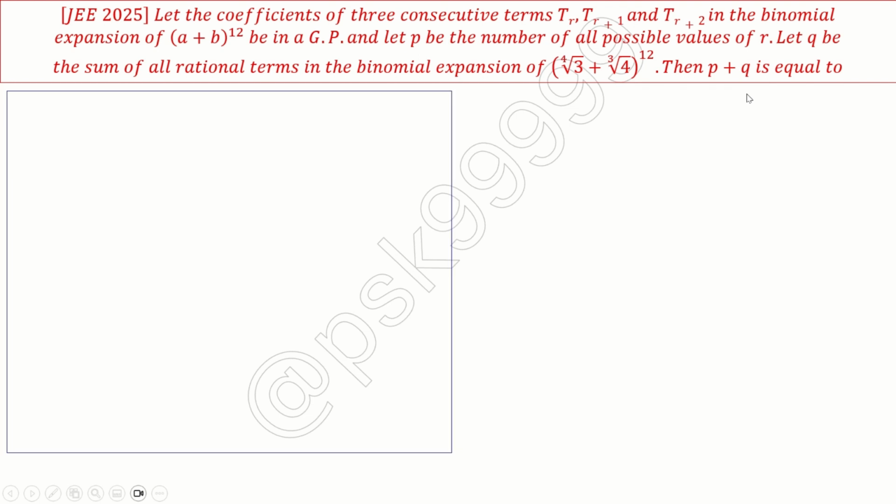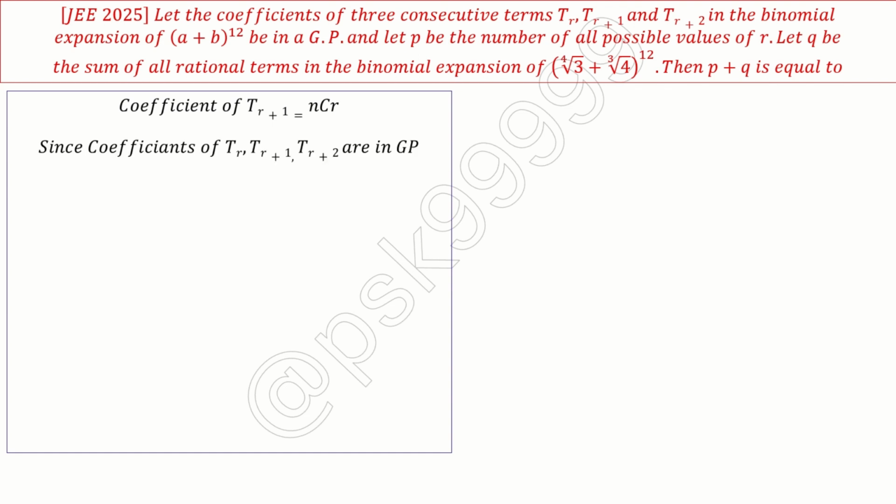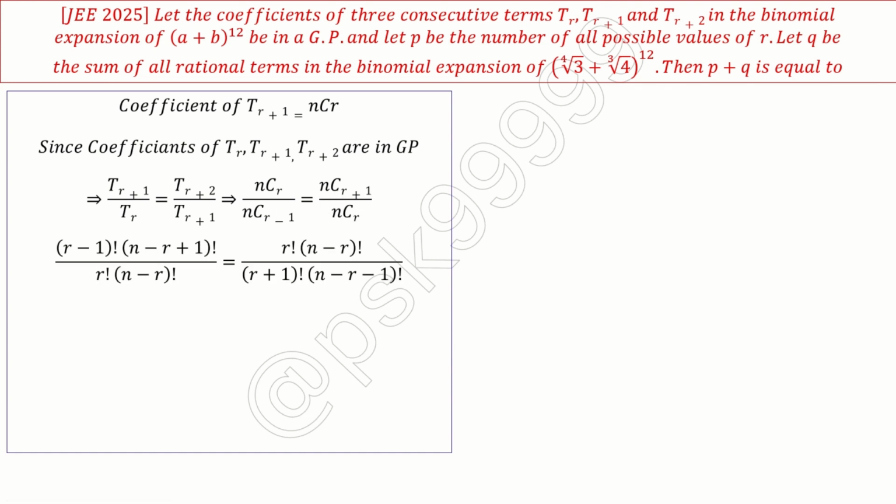Okay, so let's take the first one. The coefficient of Tr plus 1 is nCr, which we know. Which means the coefficients of these 3 terms are in GP, which means Tr plus 1 divided by Tr equals Tr plus 2 divided by Tr plus 1. If I write in nCr terms, nCr by nC(r minus 1) equals nC(r plus 1) divided by nCr. If I expand and put it properly, this is what it will become.